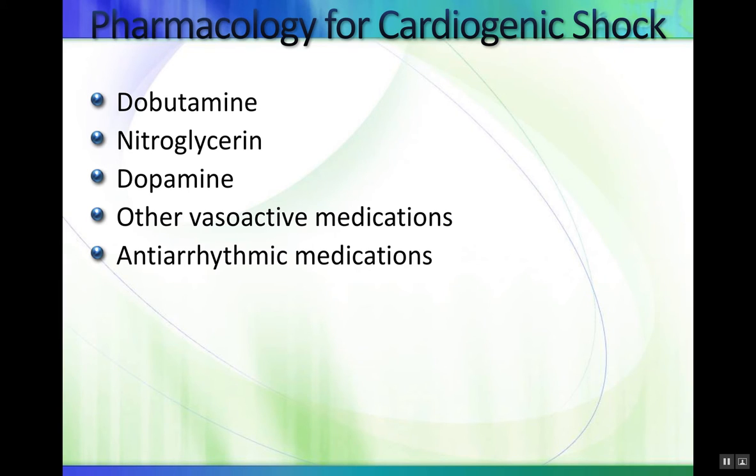Pharmacology for cardiogenic shock starts on page 299. Your dobutamine, obviously, has inotropic effects. Nitroglycerin is often given IV for vasodilation to reduce your preload. Your dobutamine is your sympathomimetic, and that's basically going to be vasoactive.